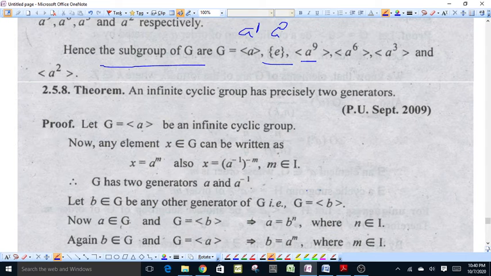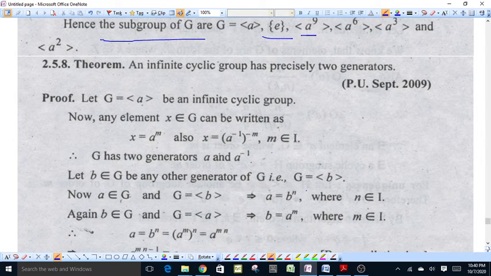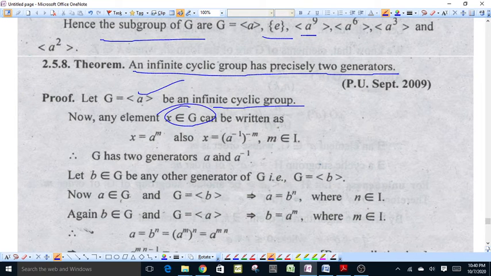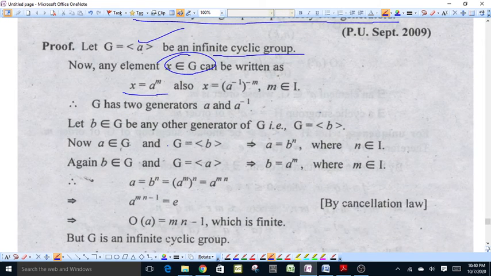See the next theorem. An infinite cyclic group has precisely two generators. Suppose G is an infinite cyclic group generated by a. Now any element of G can be written as a raised to power m, and also as a inverse raised to power minus m for some integer m. Therefore G has two generators, a and a inverse.